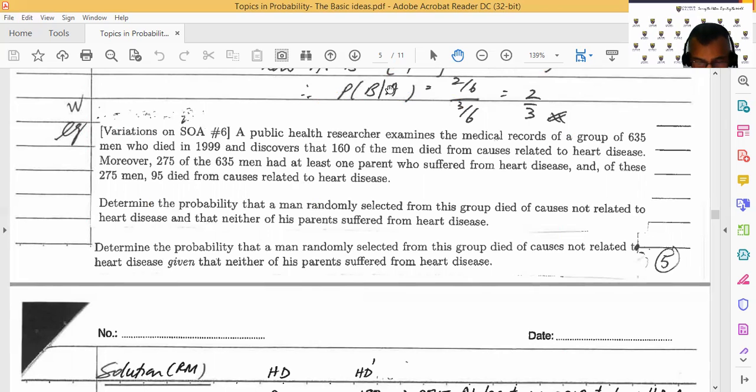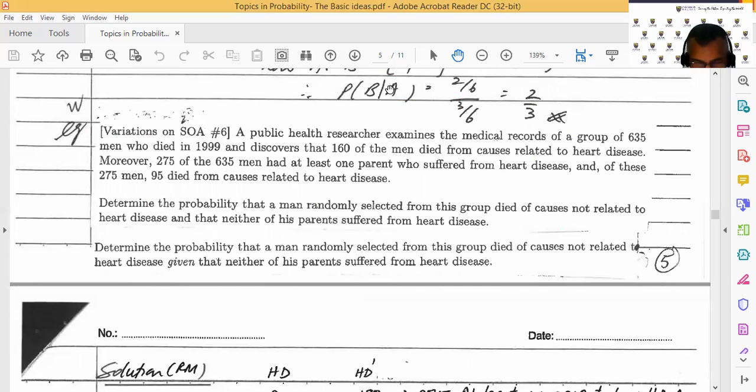Moreover, 275 of the 635 men who died had at least one parent who suffered from heart disease. Had at least one parent means what? One or both. And of these 275 men, 95 died from causes related to heart disease. So there's lots of information there, so read it slowly and take in all the info first. What is the information given in the question? Of the 275 men, 95 died from causes related to heart disease.